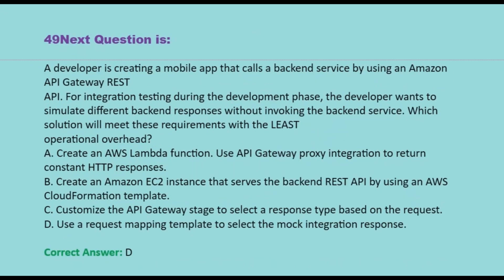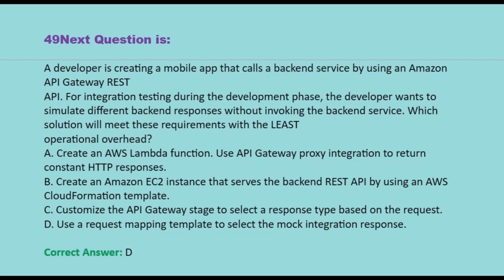Question: A developer is creating a mobile app that calls a backend service by using an Amazon API Gateway REST API. For integration testing during the development phase, the developer wants to simulate different backend responses without invoking the backend service. Which solution will meet these requirements with the least operational overhead?